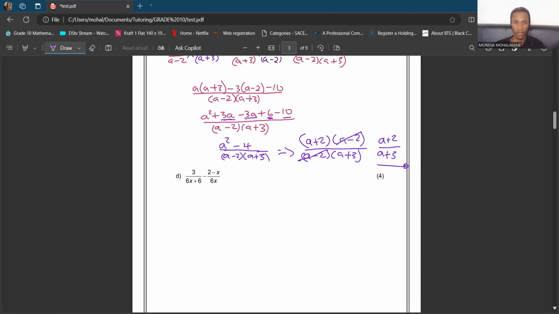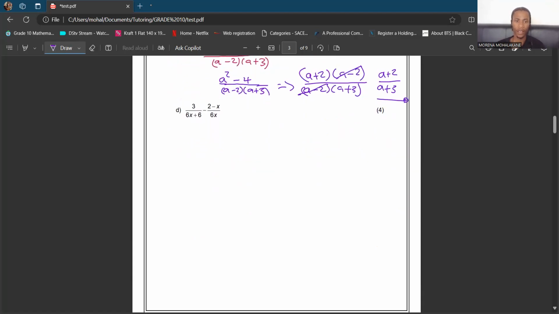Good. Let's get to the next question. Same thing here. You have 6x, right? Then you have 6x plus 6. So the common LCD here is not 6x only. The 6x has to be accompanied with the 6x plus 6. So the LCD, I multiply them. It's going to be 6x multiplied by 6x plus 6. This is your LCD.